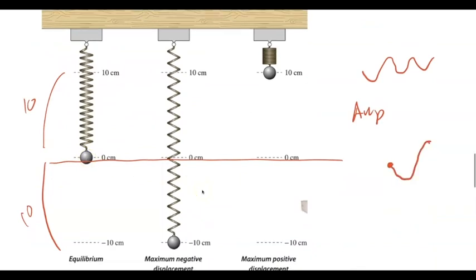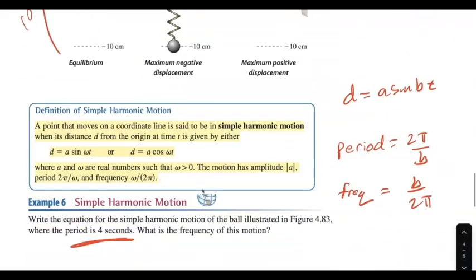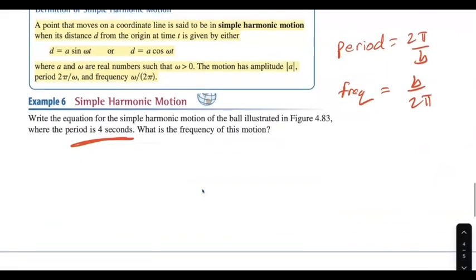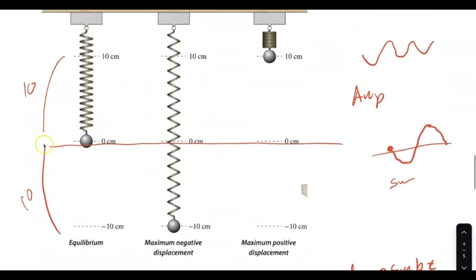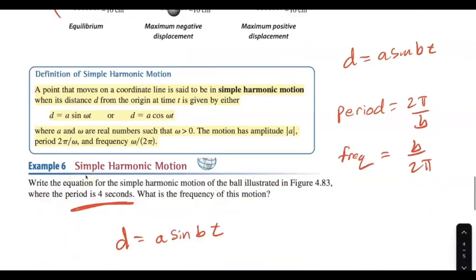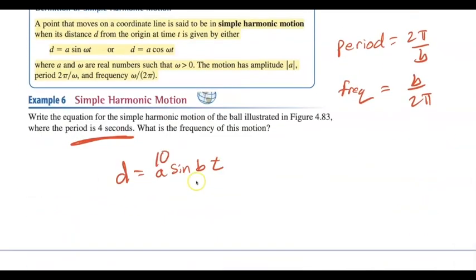That is, before it goes back to equilibrium, that's a sine graph because it starts in the middle. We're going to do a sine graph here. We're going to use the sine formula, which is, well, I'll write their formula. D equals A sine bt. All I've got to find is A and B. What is A? Look up here. 10. It goes from 0 to 10 to negative 10. Boom. The only thing we have left is B.